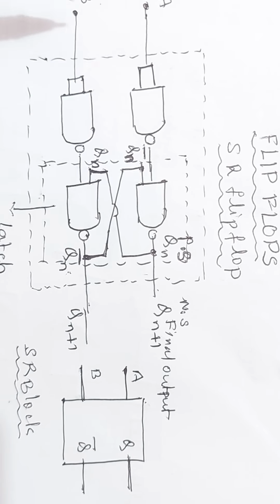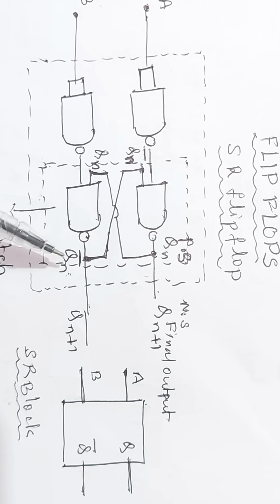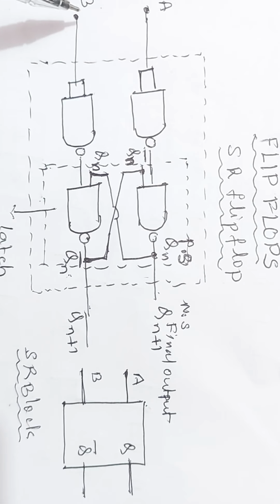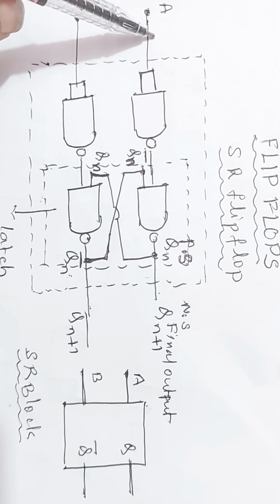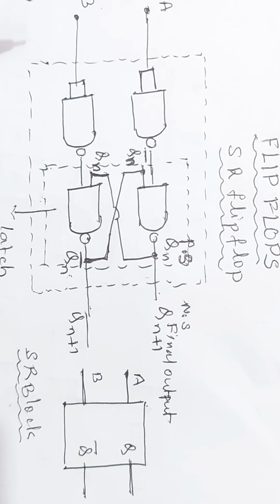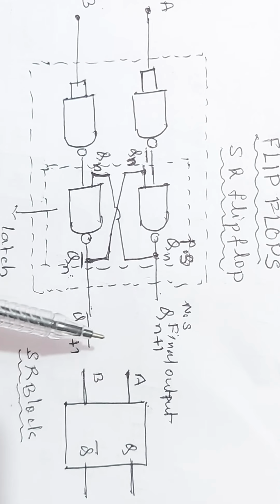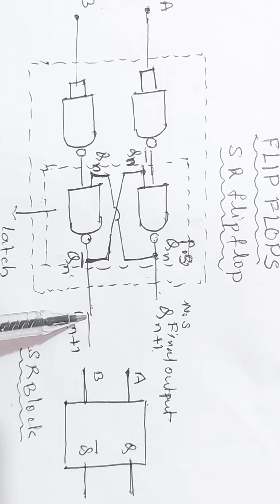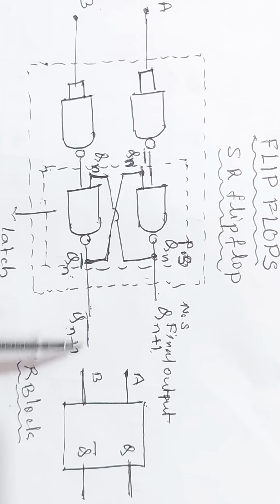First, when no inputs are applied, the outputs of the flip-flop are Qn and Qn bar. This is called previous state output. When the inputs are applied, A equals 0, B equals 0; A equals 0, B equals 1; A equals 1, B equals 0; and A equals 1, B equals 1, all four types of inputs. When the inputs are applied, the outputs got from the circuit are called final output or next state output. It is represented by Qn+1 and Qn+1 bar.